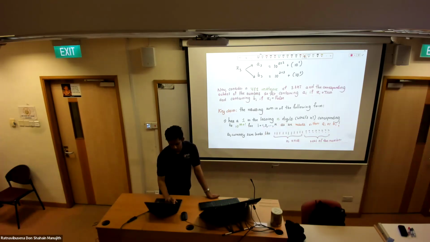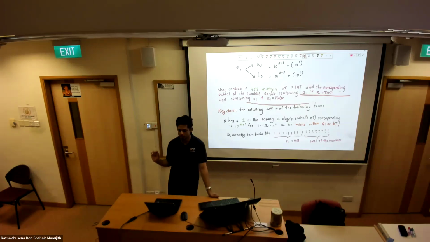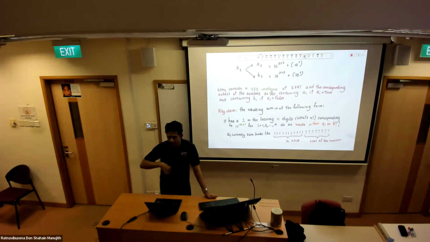I'm saying consider an instance of 3-SAT. Now you consider the corresponding subset of numbers, containing ai if xi equals true and containing bi if xi equals false. So if you add up all those numbers, it must have a 1 in the leading n regions, because for each xi, you either include ai or bi.